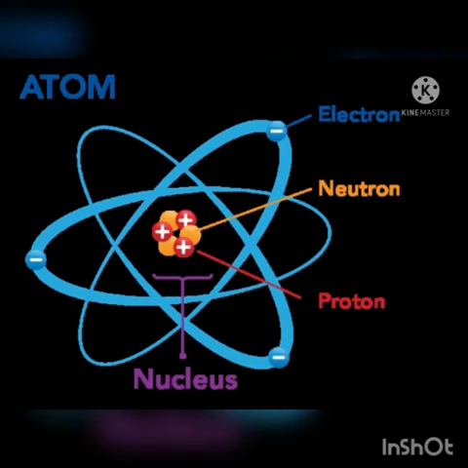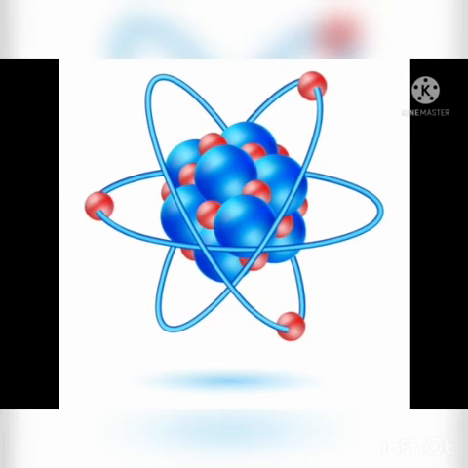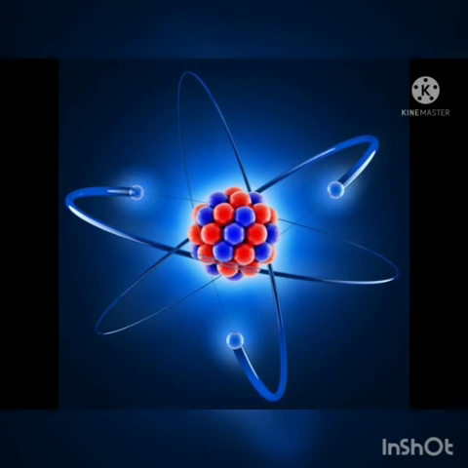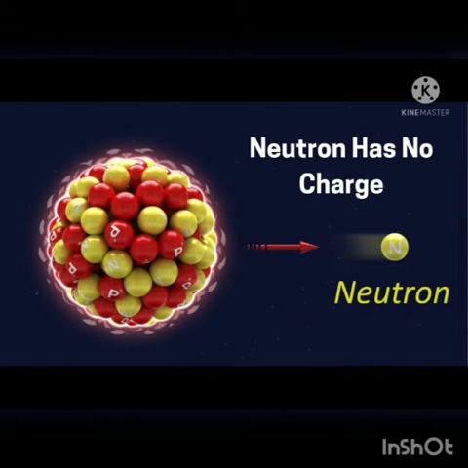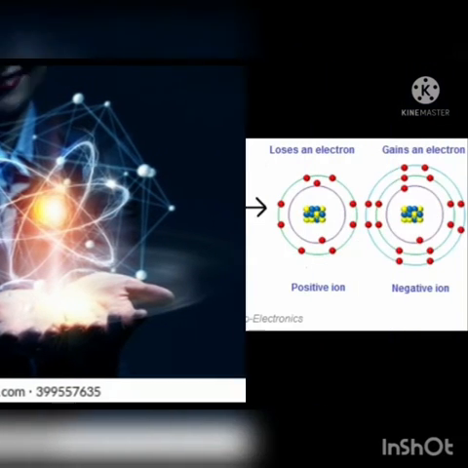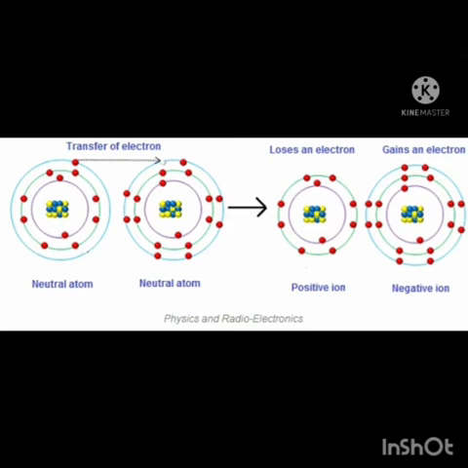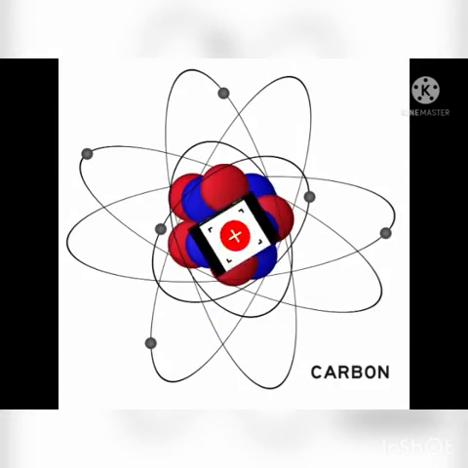The number of protons and electrons in each atom is equal. This makes the atom electrically neutral. Second, protons and neutrons are present at the center of an atom, which is known as the nucleus. The nucleus is positively charged due to the presence of protons.